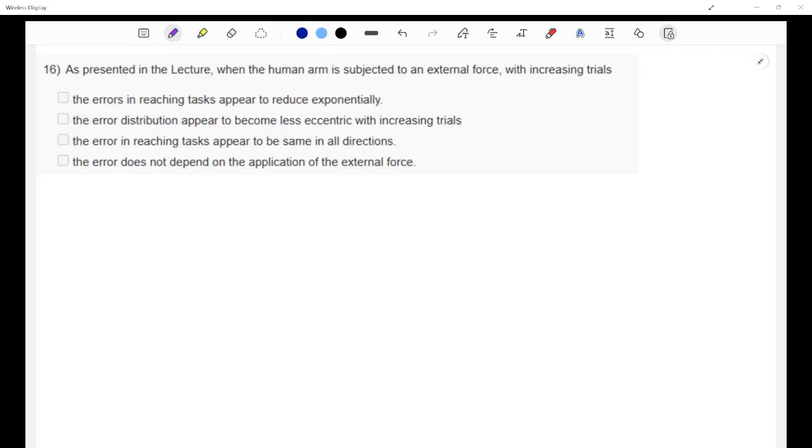Experimental results show that the reaching error follows a curve like E(t) equals e to the power minus kt. Error decreases rapidly at first, then slowly approaches 0. Kind of like this. So option A is correct.